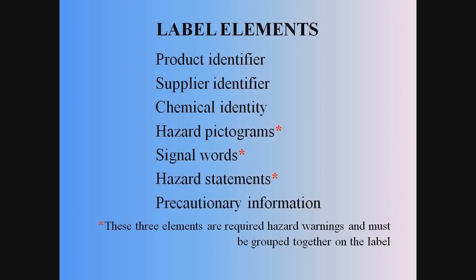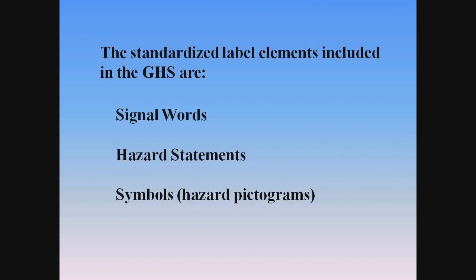The GHS label elements that you see here with an asterisk have been standardized and are directly related to the hazard level. The other label elements are defined based on common definitions. But these 3 elements, hazard pictograms, signal words, and hazard statements, are all hazard warnings and are required to be grouped together on the label. The symbols, signal words, and hazard statements have all been assigned to specific hazard categories and classes.